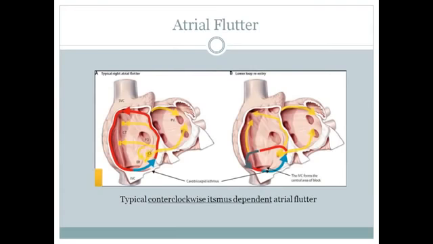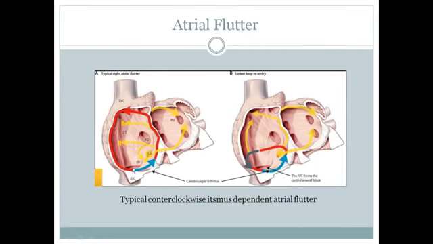Now, atrial flutter. Atrial flutter is a different animal. Atrial flutter is a macro-reentry circuit, okay, a loop that goes around and around and around. And the typical flutter comes from the right side. The correct name of the typical flutter is typical counterclockwise isthmus-dependent atrial flutter. What does that mean?